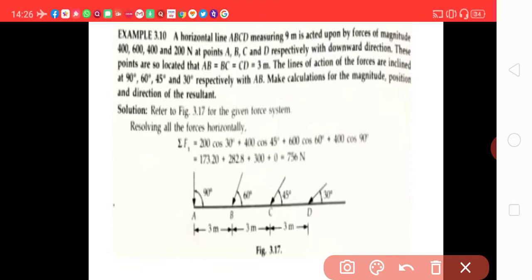Similarly for others, and make a summation of all horizontal components, that is 200 cos 30 plus 400 cos 45 plus 600 cos 60 plus 400 cos 90, and you know cos 90 is 0, so there will be no horizontal component for this force. Then the summation gives you 756 Newton for the horizontal part, this part.